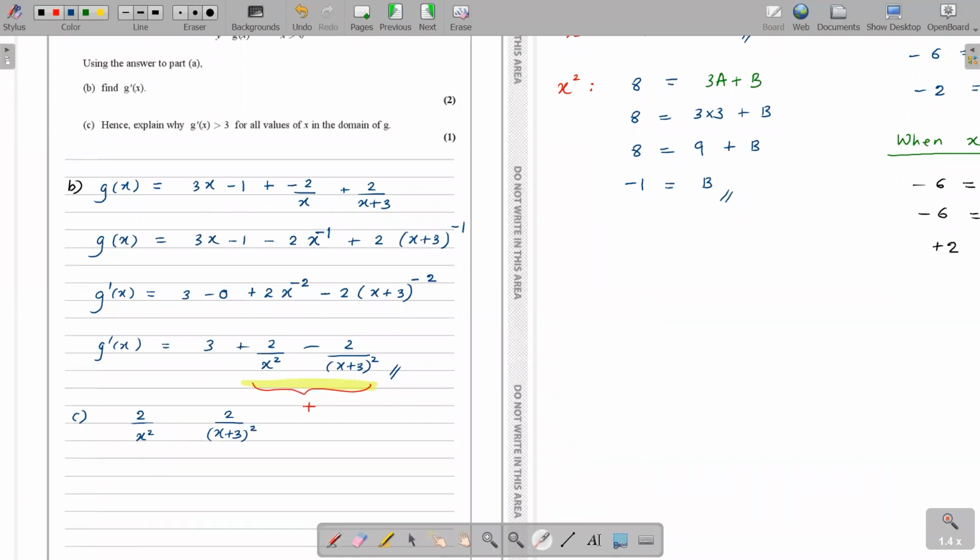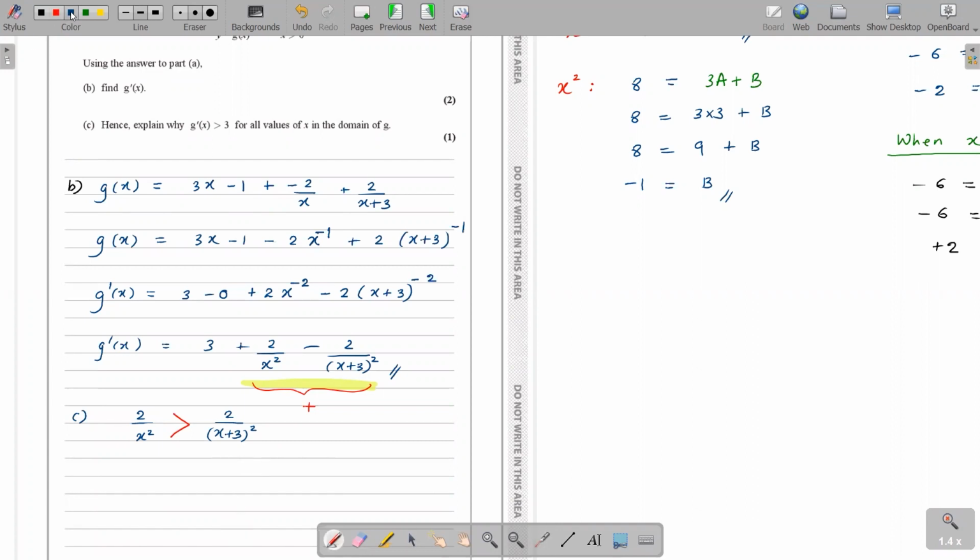Isn't it? Something like that. So here also 2 over x square. Here you have x plus 3 square. X plus 3 square is larger, the denominator. But that means as a full value, when you take the full value, what happens? It is smaller. So basically this is smaller. 2 over x square is larger than 2 over x plus 3 square for all positive values of x.